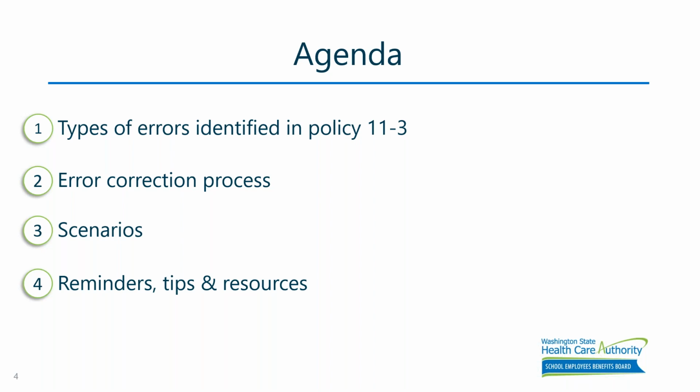So some of the things we're going to talk about today are the different types of errors that are identified in policy 11-3. And also the error correction process, which is really important to follow along. And then we're going to provide you with different scenarios with all the different types of errors that we're going to cover today. And some may or may not be real things that have happened out there in one of the SEBB organizations. And as usual, we're going to provide you with reminders, tips, and resources to help you in your position as a benefit administrator.